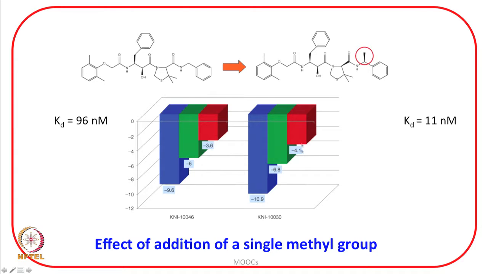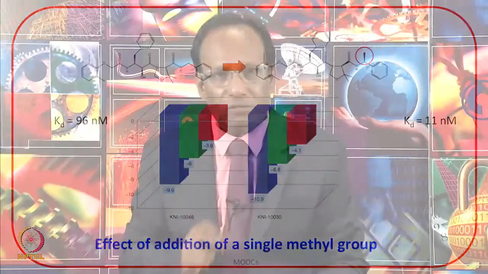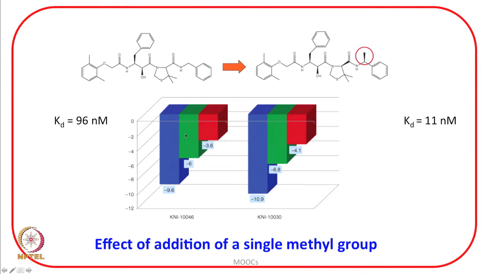And once again emphasizing that this is precisely the reason that since the hydrophobic groups do not cost in terms of desolvation, the affinity can be easily improved by introducing some hydrophobic groups into the molecule. And what you have seen here in this slide is that the effect of addition of a single methyl group is increasing the affinity almost by a factor of 9.